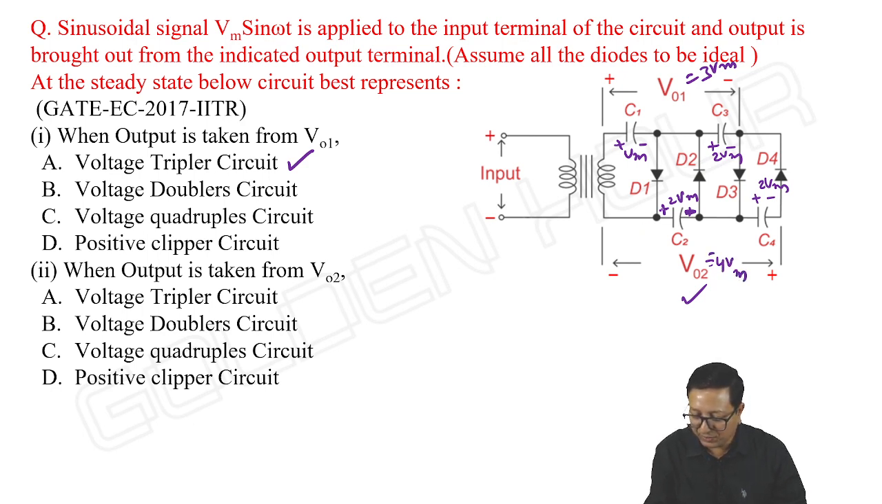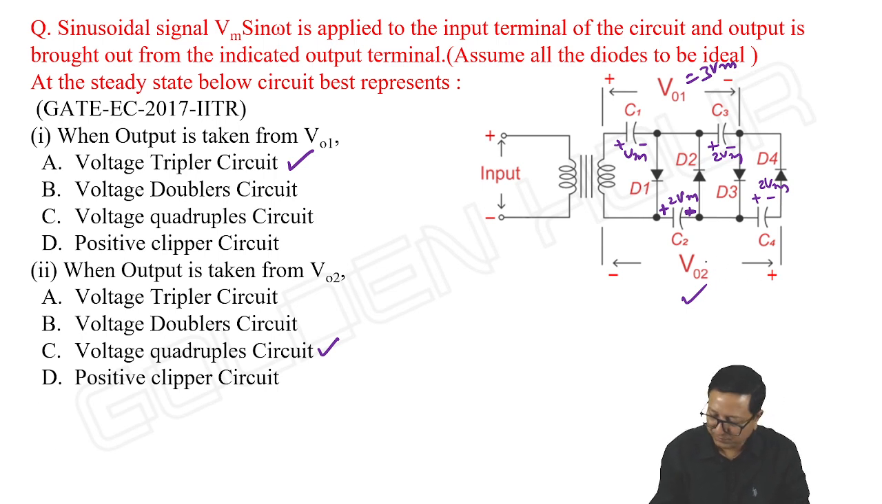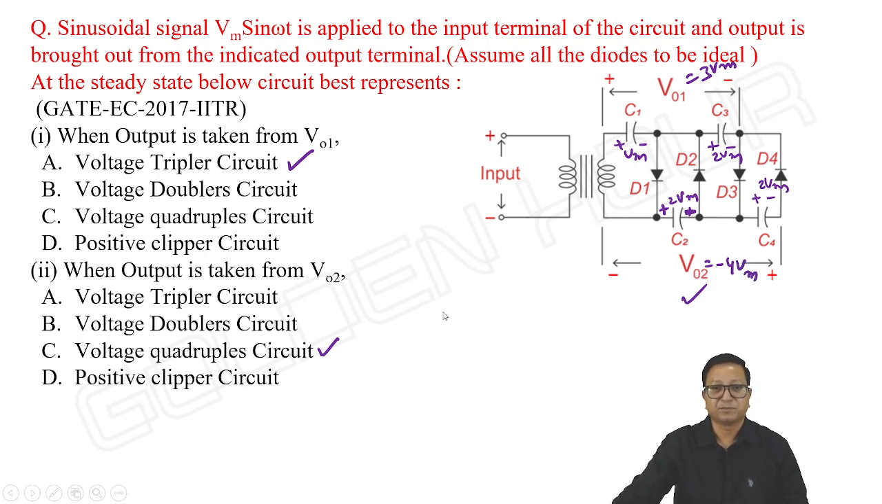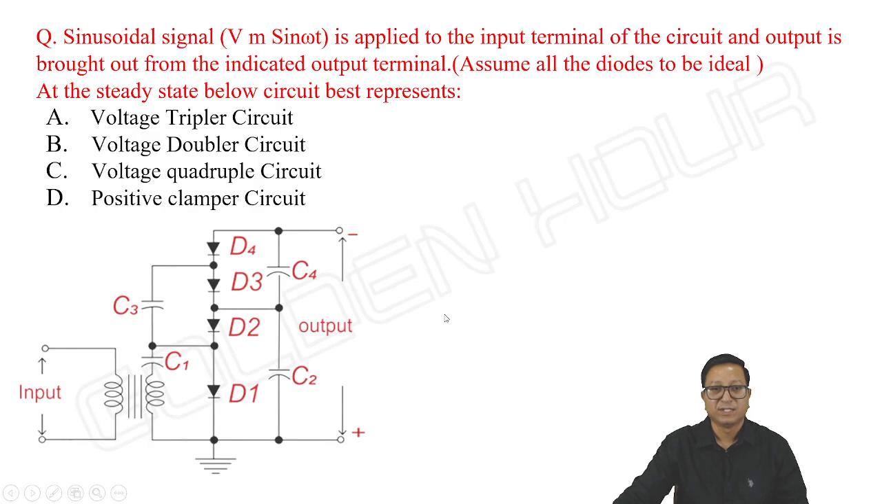Here we are getting the polarities from left to right, but it is given from right to left. Anyway, it is a voltage quadrupler circuit. The output is equal to minus 4 Vm, that is for sure. Next is this. Again, this also has 4 diodes, 4 capacitors. It is a voltage quadrupler circuit, no doubt about it. Just to confuse us, they have drawn the circuit like this, nothing else.